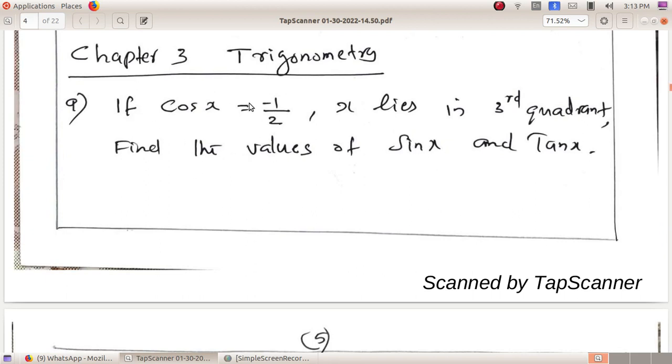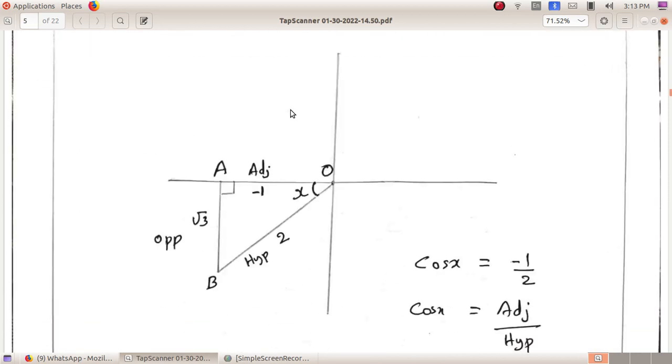What is the definition of cos x? Adjacent side by hypotenuse. For this triangle, this side is the opposite side for this x, and this is the longest side, which is always the hypotenuse. Then the only possibility for the adjacent side is AO. So this is the adjacent side, this is the opposite side, and this is the hypotenuse.